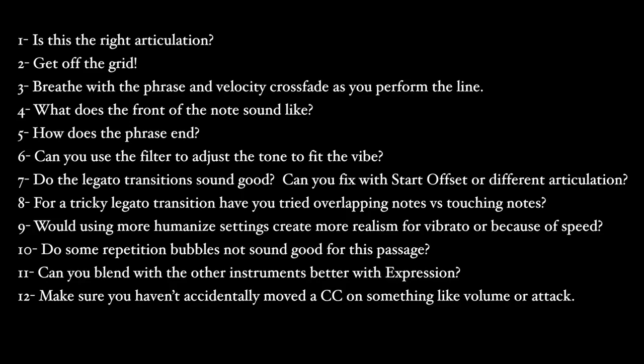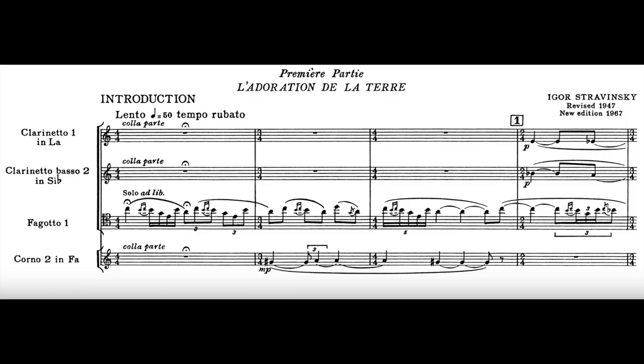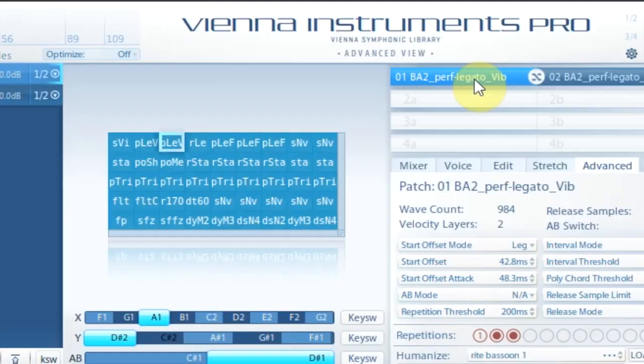First, is this the right articulation? Since this is a solo passage by the bassoon, and in the score, it is clearly indicated that these are slurs and phrase marks, it only makes sense to use some sort of legato patch.